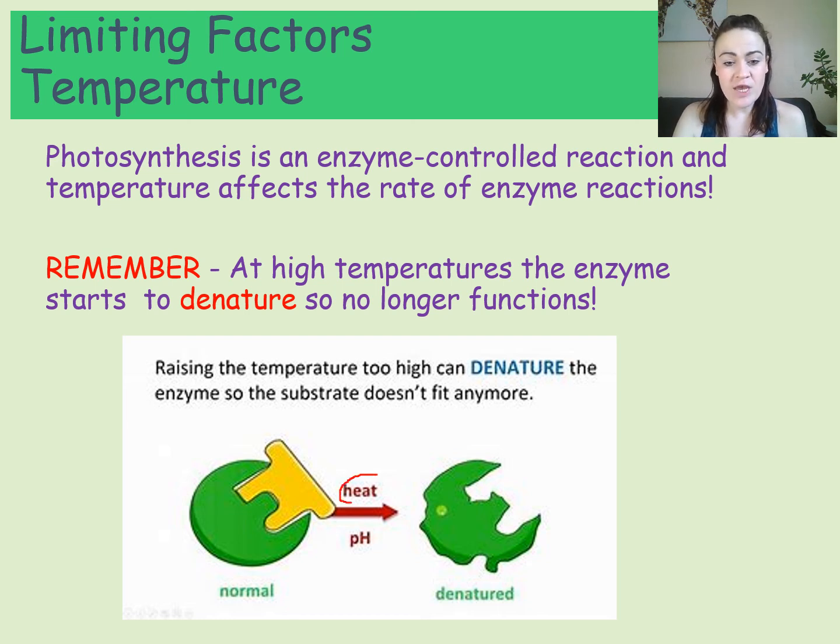However, if we increase the temperature too much, the amino acids that are joined together to make our enzyme, the bonds between them start to break. So it starts to denature. So now the active site takes on a completely different shape. So the substrate can no longer bind. So the reaction can no longer occur. So in terms of photosynthesis, it's going to slow down and stop. So you need to be able to describe the differences between the graphs of our limiting factors: carbon dioxide, light intensity, and temperature.